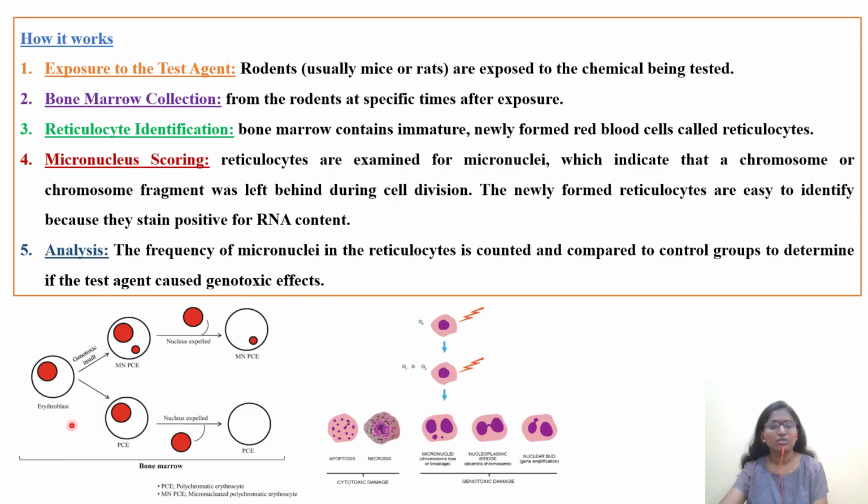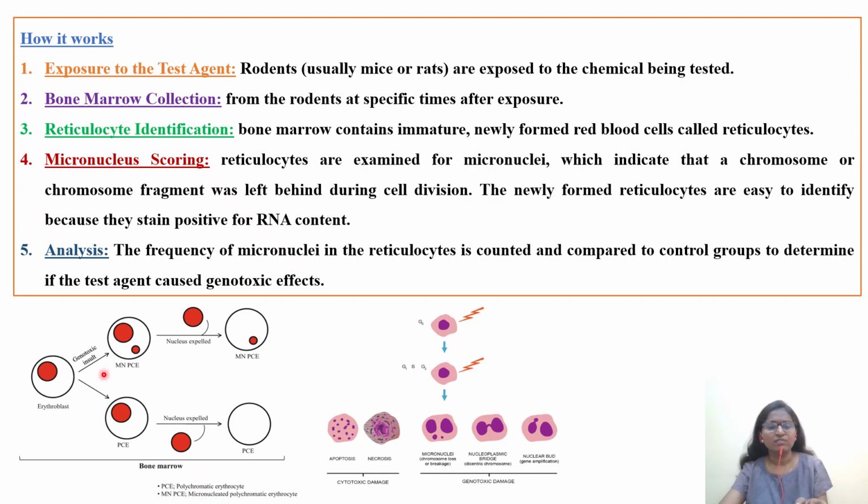So here in the picture you can see this is an erythroblast, and this particular RBC cell is subjected to genotoxic damage. As a result, what happened? This nucleus is split into two. Here you can see clearly the formation of micronucleus polychromatic erythrocytes. Okay, the nucleus is expelled out, but that small micronucleus still remains in the newly formed polychromatic erythrocytes. So when you're reading your slide in the microscope, you need to identify these types of cells.